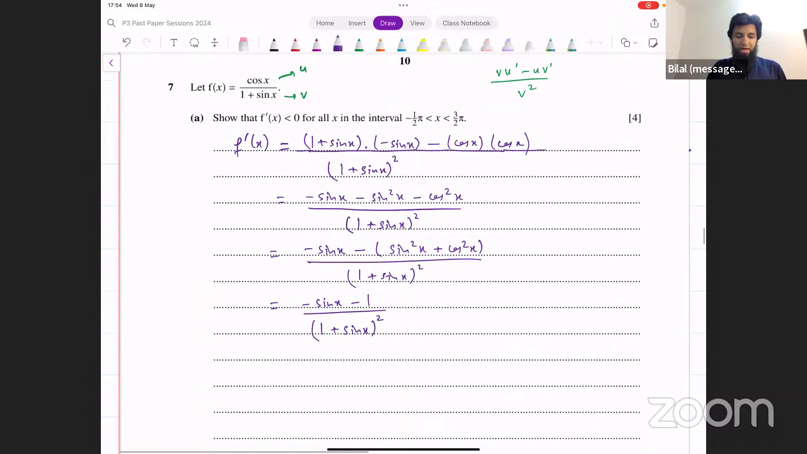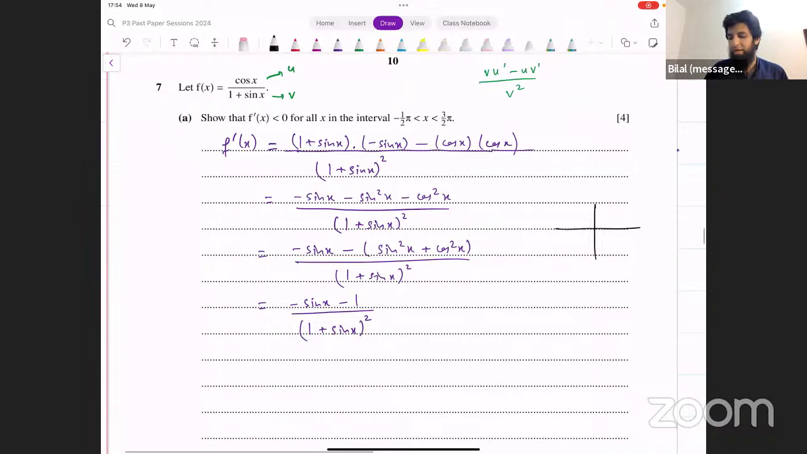We need to prove that no matter what the value of x is, this result is always going to be negative. What's the interval that we're given? The interval is from minus pi over 2 to 3 pi over 2. What's that interval? Well, think about this. Minus pi over 2 is this, and then pi over 2, pi, 3 pi over 2. So basically it's one full circle, right? It's going from minus pi over 2 around to 3 pi over 2. The cycle is completing. It's one full cycle for sine.